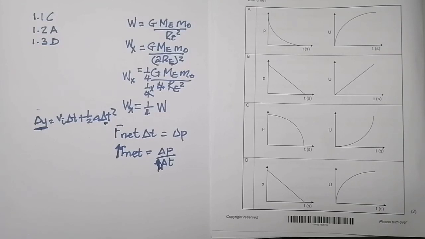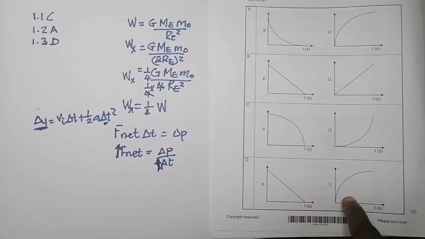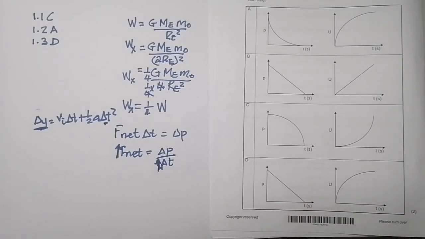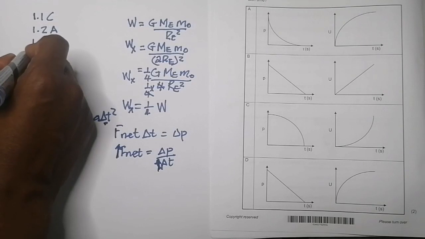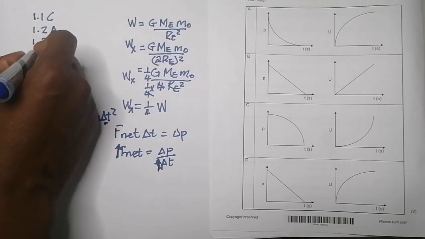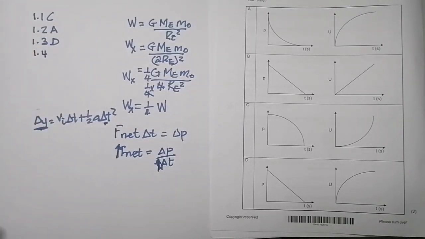So in that case, I look at those two graphs. We said the option is between B and D, and the one that shows us a parabola for the change in displacement, or in potential energy, is D. So in that case, for 1.4, I'd consider option D.